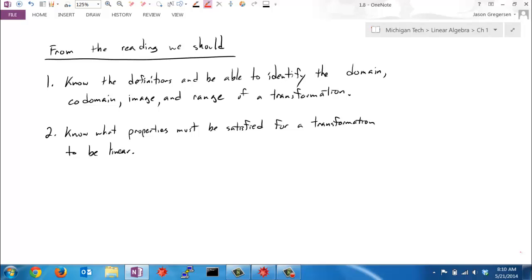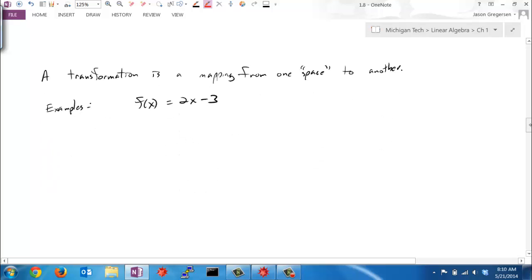So we have transformations as a big process, a big idea. And then we have specifically linear transformations. We want to distinguish between those two things. So to start off, what is a transformation? A transformation is a mapping from one space to another space. That's one way to describe it. And as you'll see, there's a lot of ways to describe transformations.